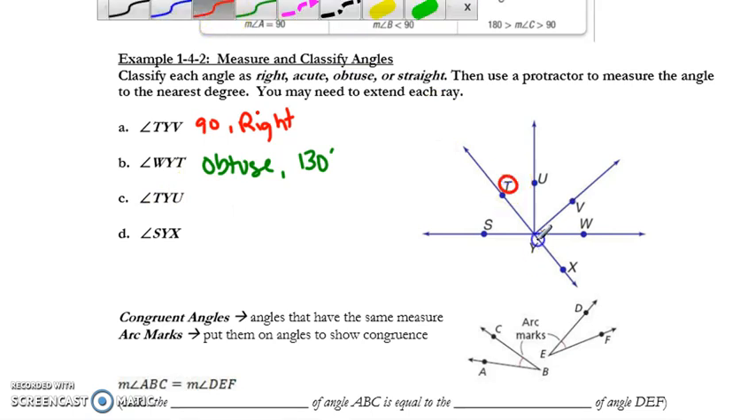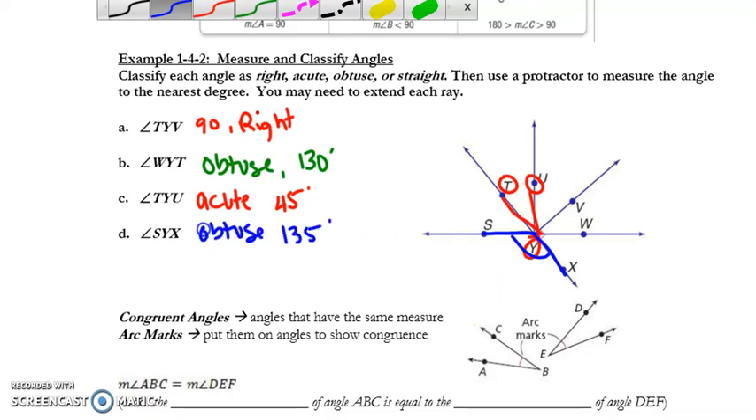Here's T, here's Y, here's U. So it's this angle right there. So that's acute. And if we measured it, we'd get 45 degrees. And on the last one, SYX, is this angle right here. And that is obtuse, and it measures 135 degrees.